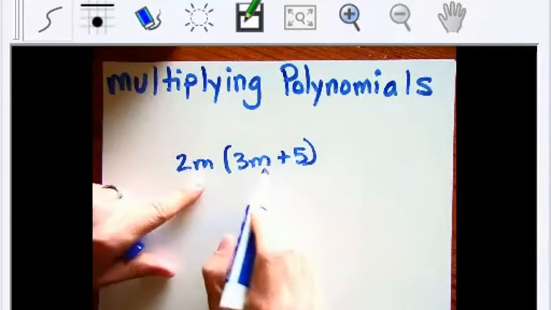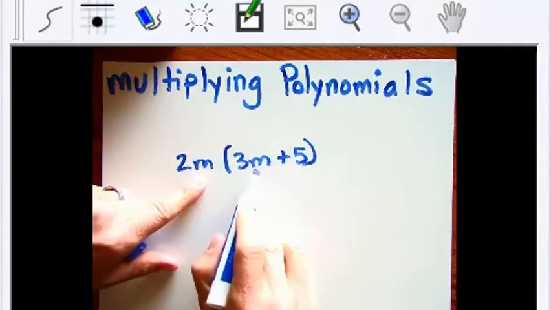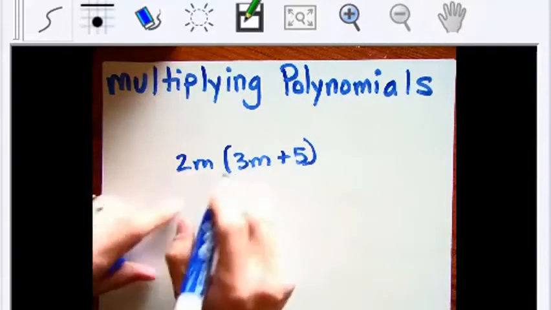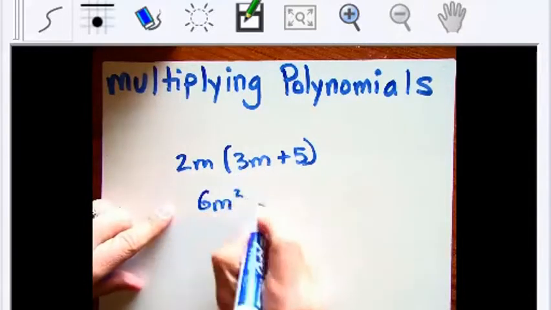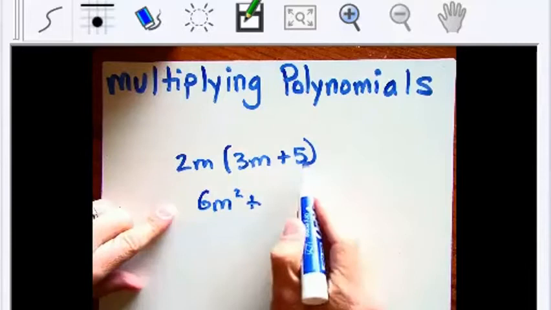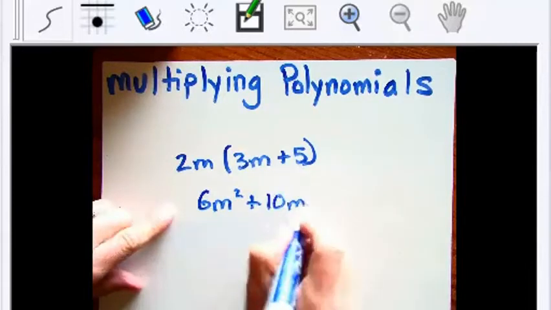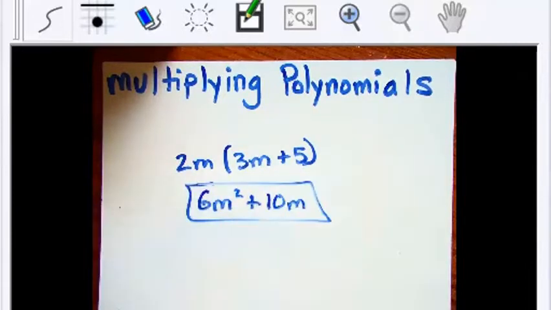And really the big thing to remember is just like last week we looked at this too, but m times m would give me an m squared. So 2 times 3 is 6. And then this guy is going to get distributed to here also. So that would be my final answer for that.